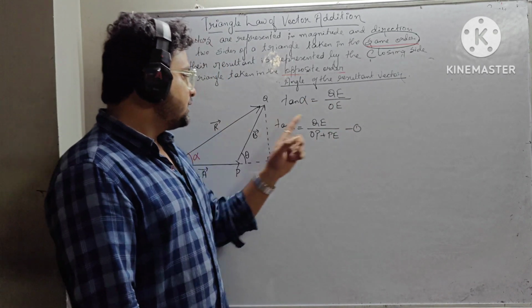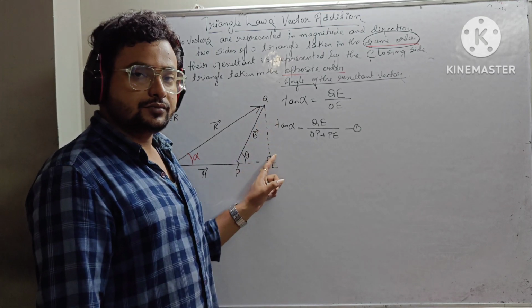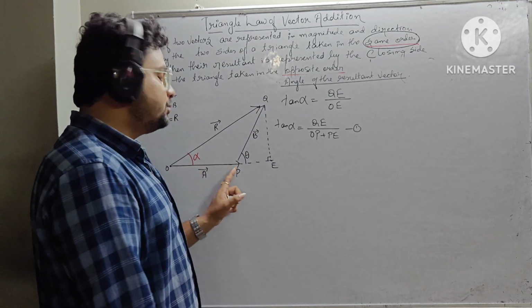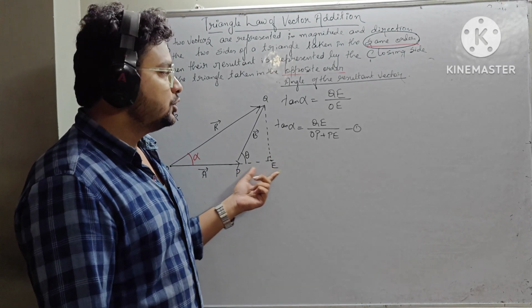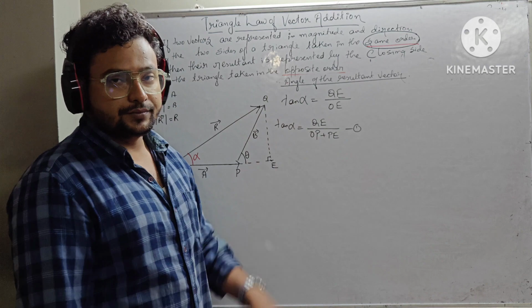Now see, we don't know what QE is. OP we know. What is OP? The magnitude of A. PE also we don't know. So we don't know QE, we don't know PE. Fine? Okay.